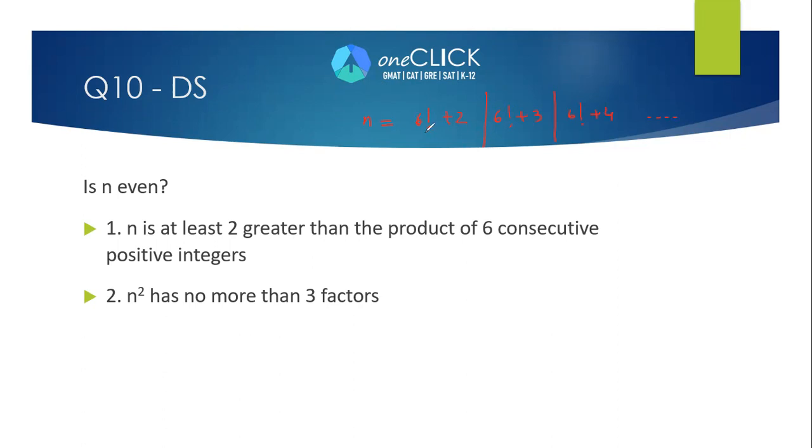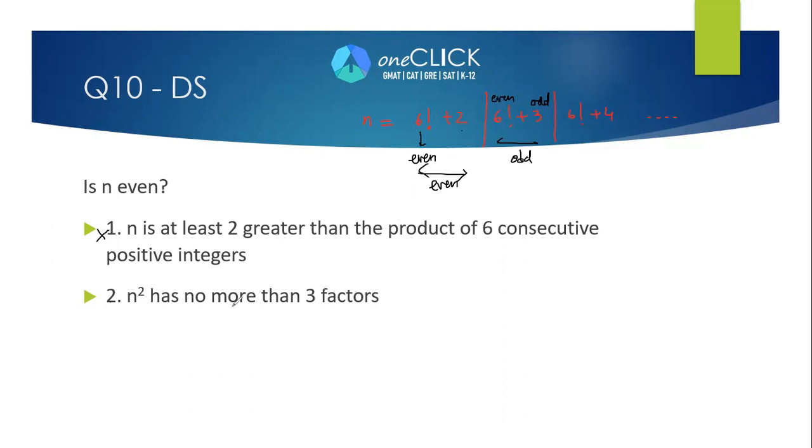Now clearly, 6 factorial is even. When you add an even number, this whole thing now becomes even. But where you have added an odd number to this even number, the result has now become odd. So 1 is not sufficient. We can't say whether n is even or odd.